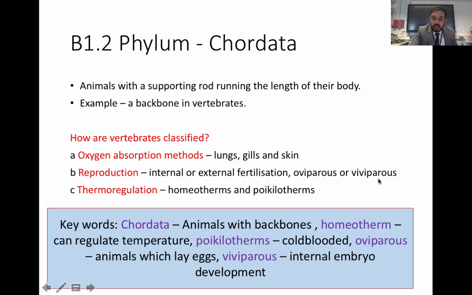Thermoregulation. Now, he said he was warm-blooded. The actual word for that is homeotherm. That means you are warm-blooded. Poikilotherms are cold-blooded. So if they ask you how you can categorize different vertebrates, you just talk about those three things: how they absorb oxygen, how they reproduce, and how they control their body temperature. They're the free ones, but try to use the key words.